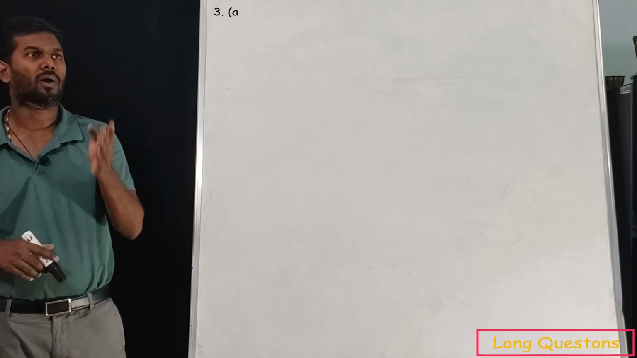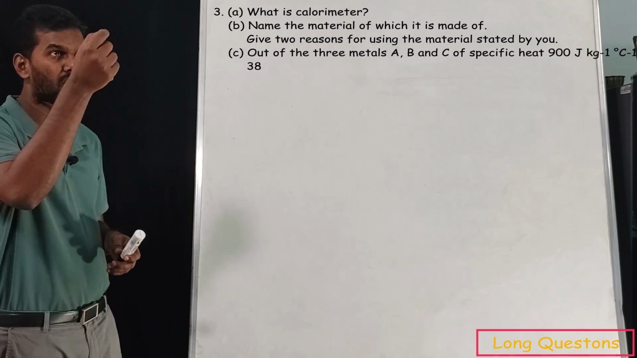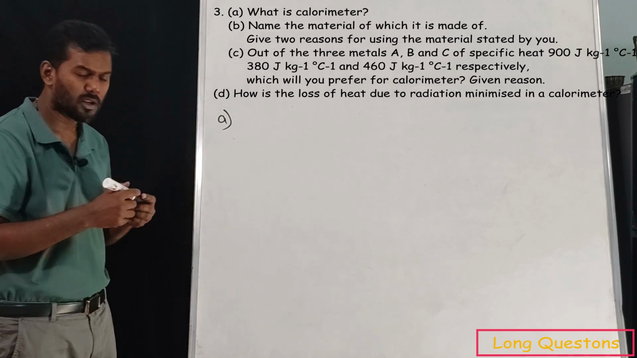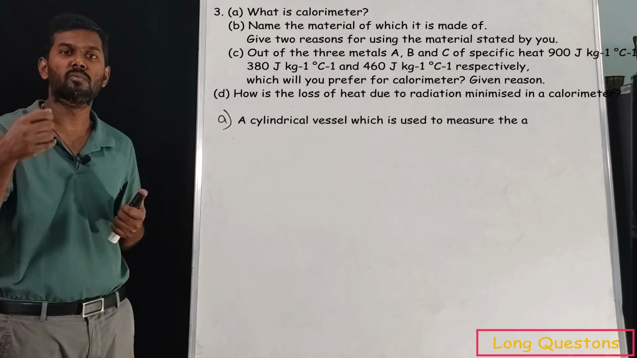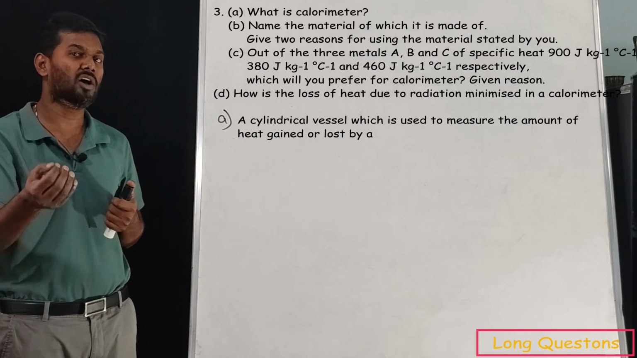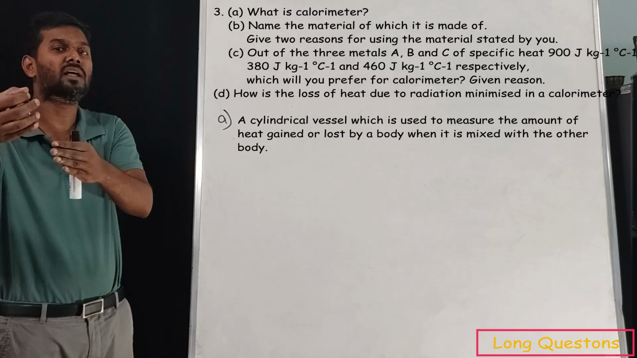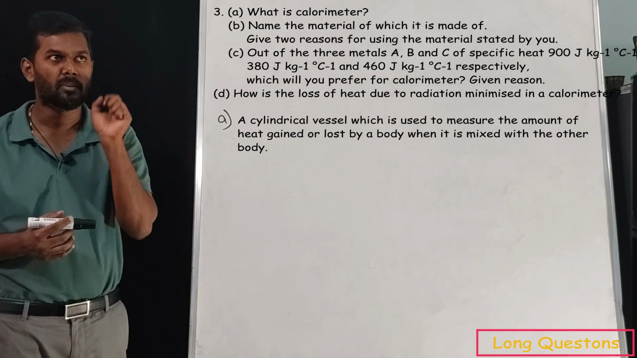Our next question, what is calorimeter? And we have many sub questions. First we will solve the sub question A. Okay, calorimeter is a cylindrical vessel which we use to measure the heat energy lost or heat energy gained by a body when it is mixed with another object or another body. This is nothing but calorimeter.